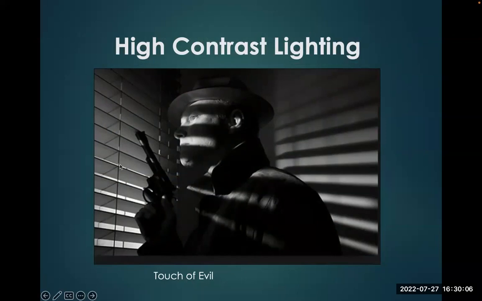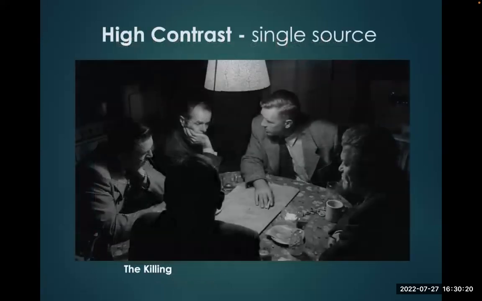Here we see an example of high contrast lighting from Touch of Evil. This is Orson Welles. It's really only one light banging through these blinds, creates this high contrast between dark and light here. And it really makes the shot more interesting. Otherwise, it's kind of boring. There's not a lot of information besides the gun.